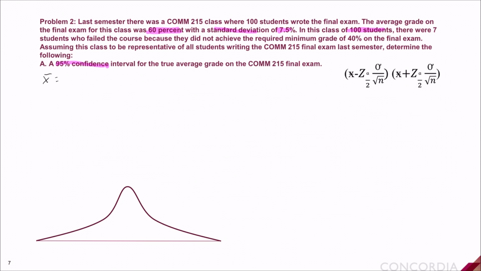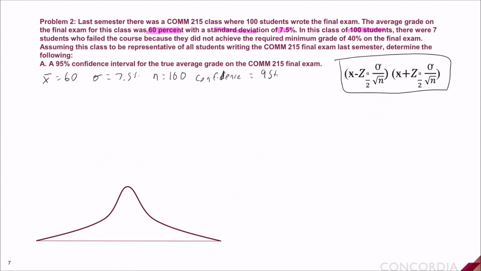The average of the class was 60%. The standard deviation was equal to 7.5%. There were 100 students, so our n is equal to 100, and our confidence level equals 95%. Again, by looking at the formula, we have our x, but we don't have our z or our alpha.